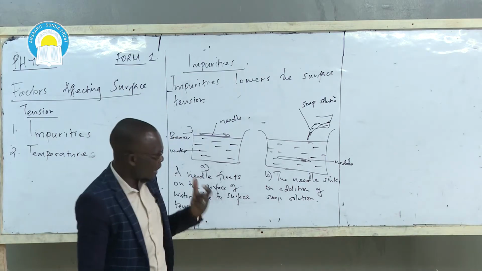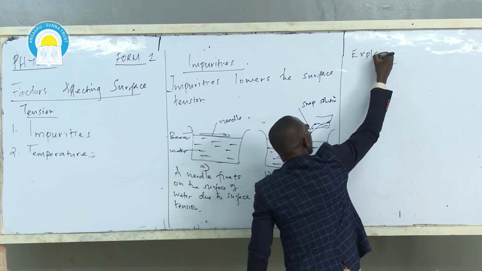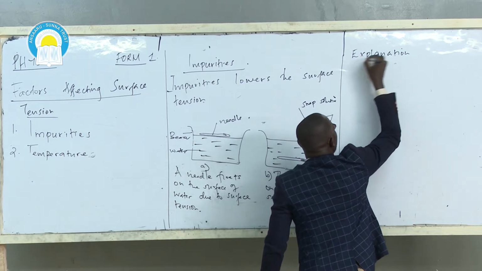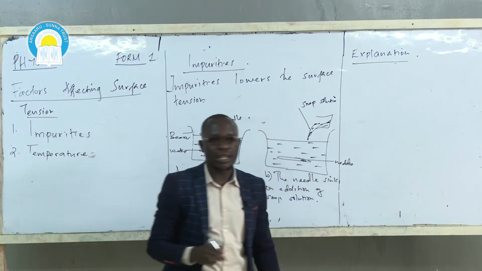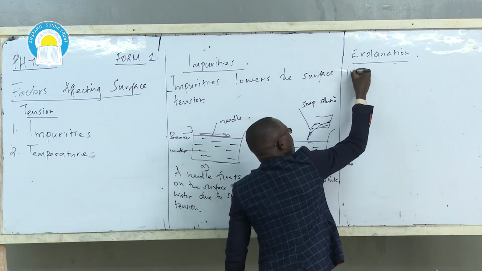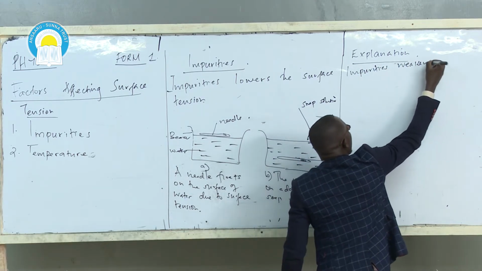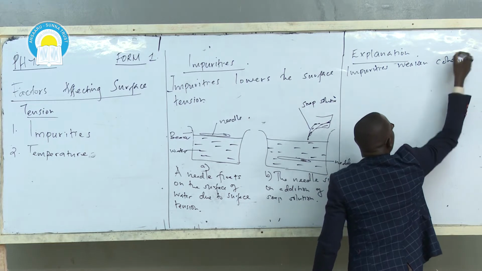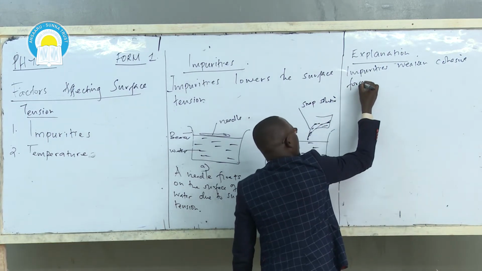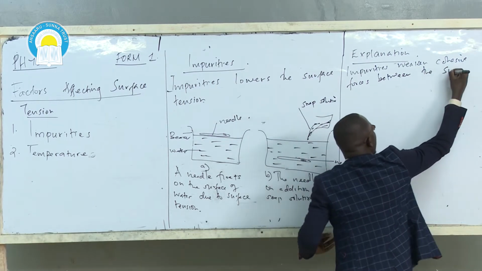Now, explanation. Why does an impurity lower the surface tension? How does an impurity lower the surface tension? This is what happens. Impurities weaken cohesive forces between the surface molecules.